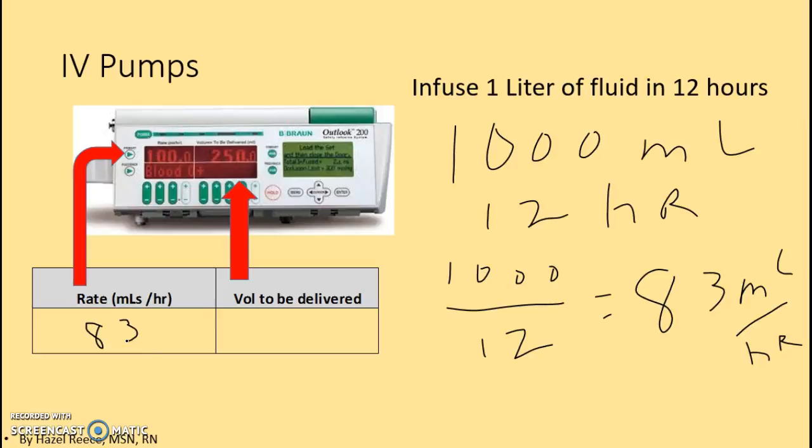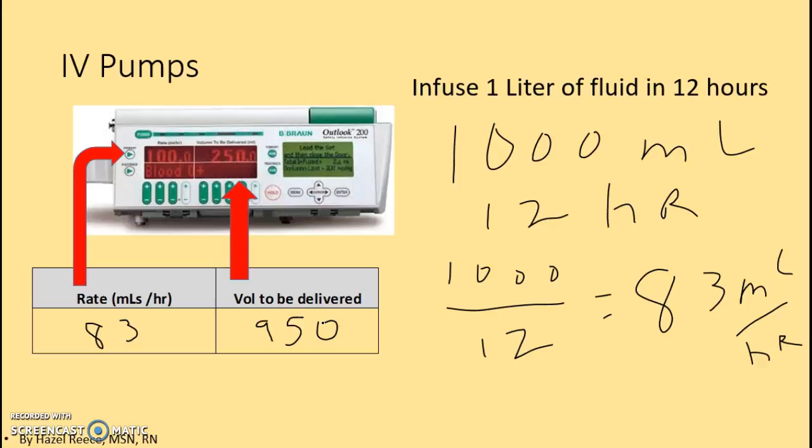Now, what would we put the volume at? If we put it at 1,000, 1,000 is going to go in, and then the pump's going to start beeping, and it'll alarm you that you need to go to the patient and change out the bag. So say, for instance, we put in 950. When there's still 50 left in the bag, it'll start beeping, and then you have 50 milliliters, which is a good part of an hour, to get a new bag and hang it, and then the infusion is not interrupted.